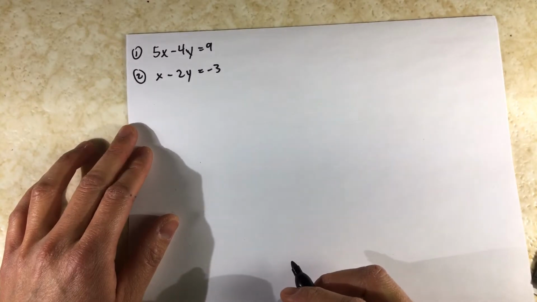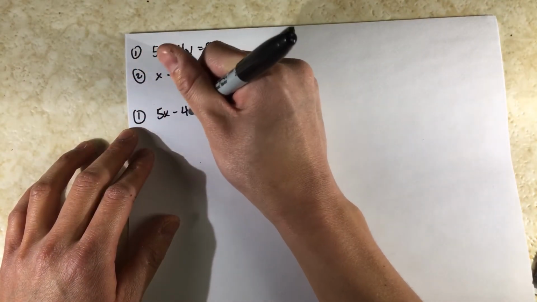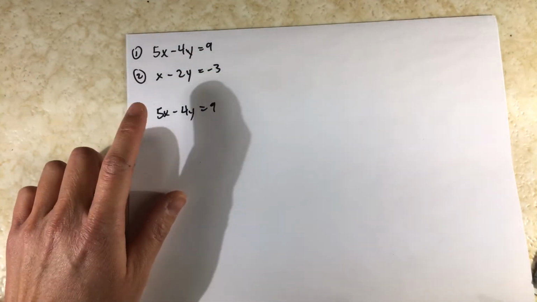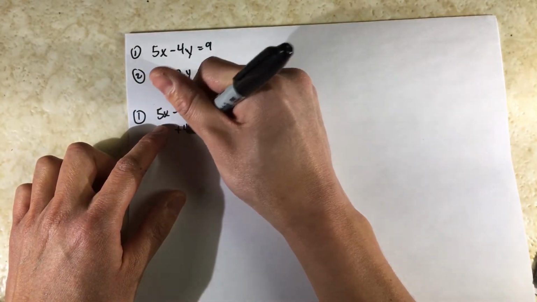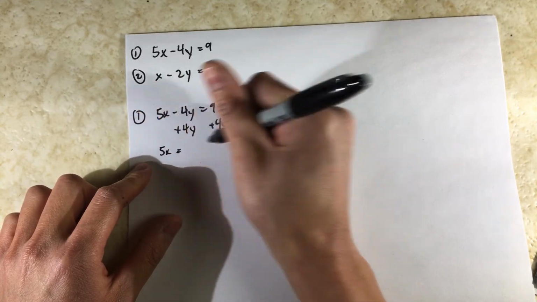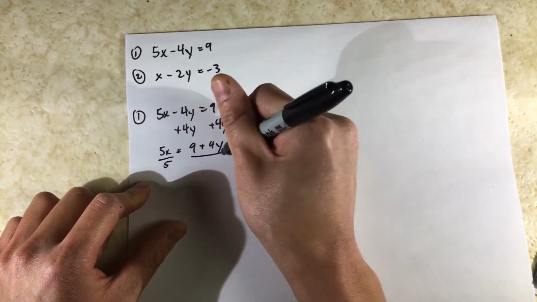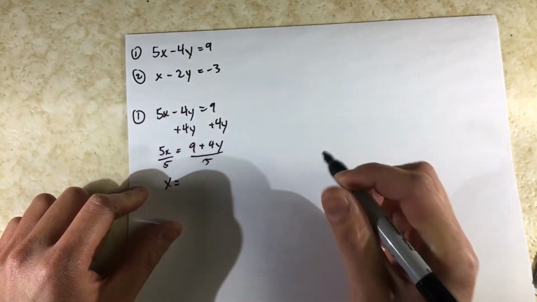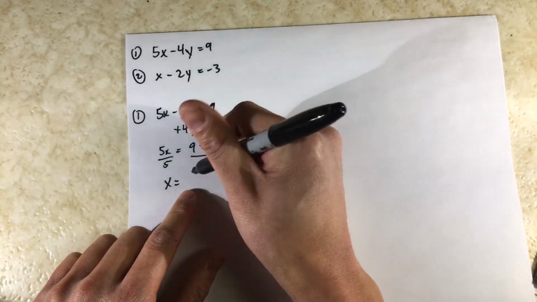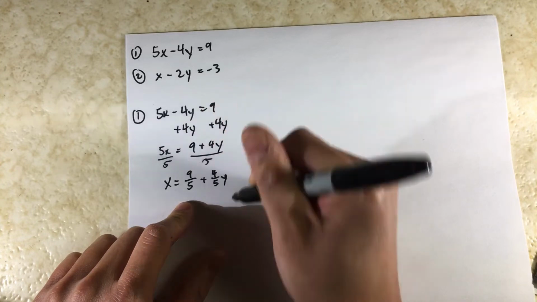So the hard way is to start with equation 1, 5x minus 4y equals 9, and try to solve for x or y over here. So I'm going to solve for x. I add 4y on both sides, so I get 5x is equal to 9 plus 4y. And divide both sides by 5. Then I'm going to divide each term in the numerator by the denominator. So 9/5 plus 4/5 y.